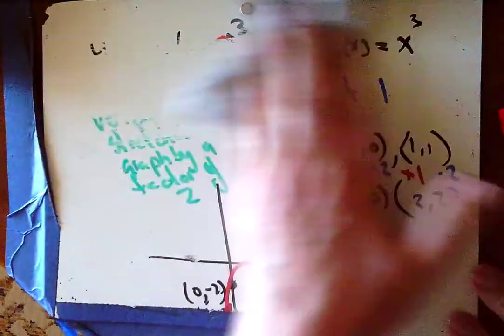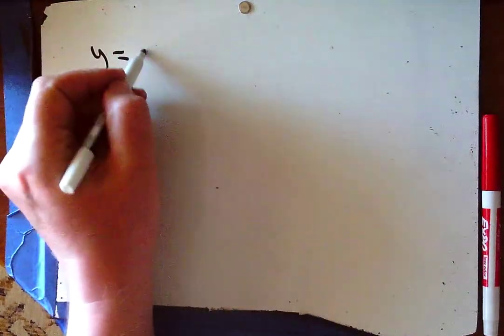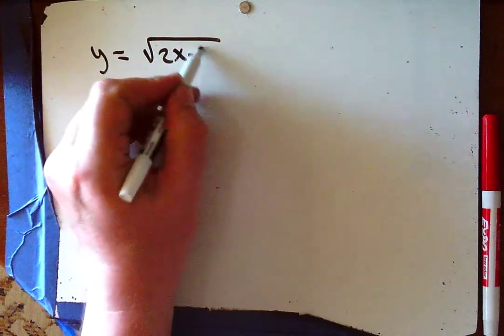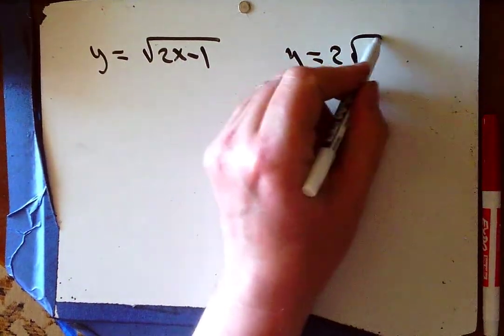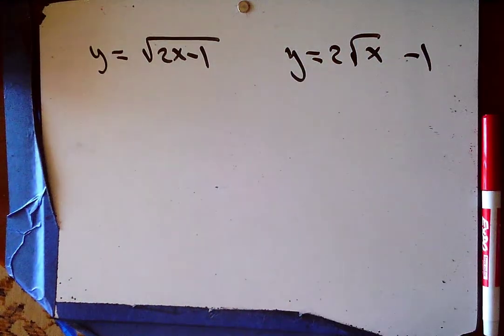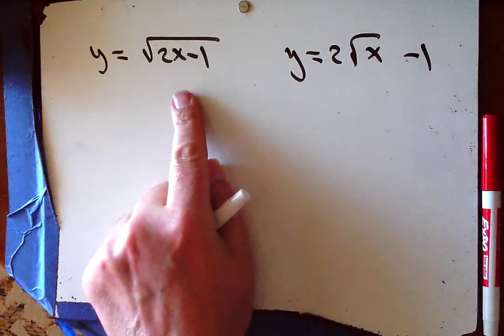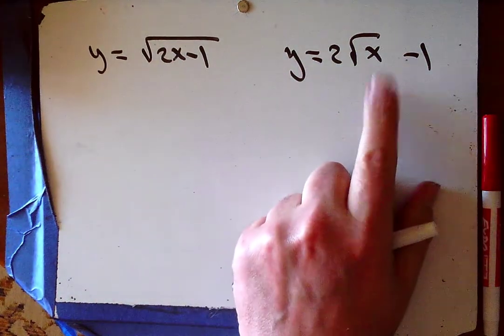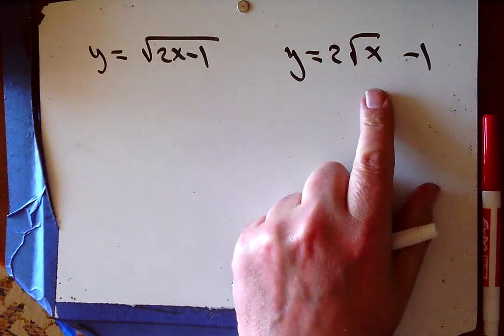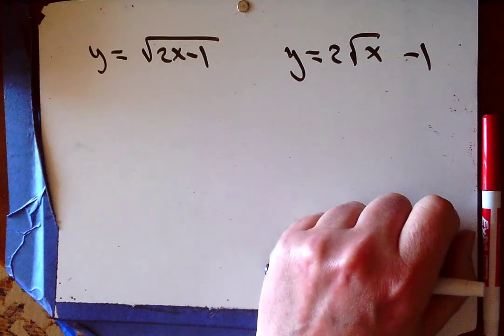But wait, there's more. So there's one more troubling bit that comes up, and that looks like this. Y equals square root of 2x minus 1, or y equals 2 square root of x minus 1. See, in these problems, I see two x transformations, and in this one, I see two y transformations. And my question is, does the order matter?